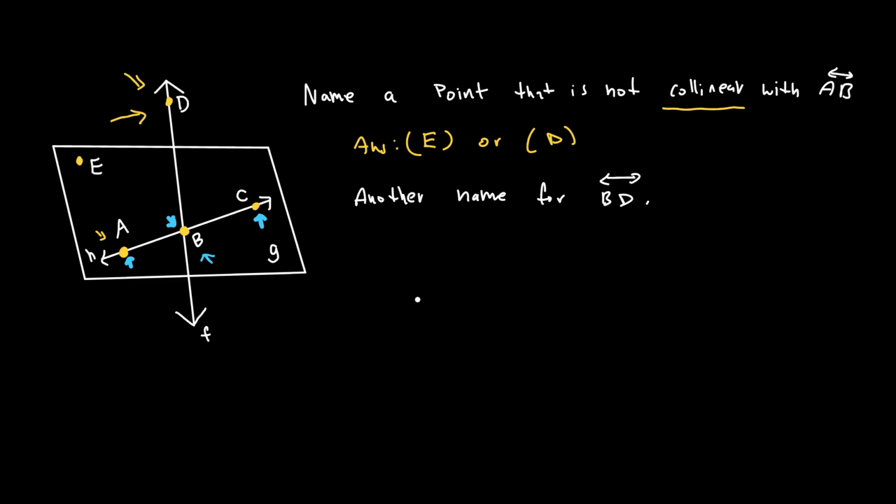Right. Now the next one, another name for BD. So here is BD. This is a line, and another name for BD would be this letter over here, F. For lines, we can actually name lines using points or using small letters. So this is another name for this line, F. Here's another one.